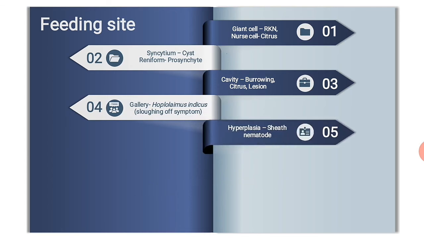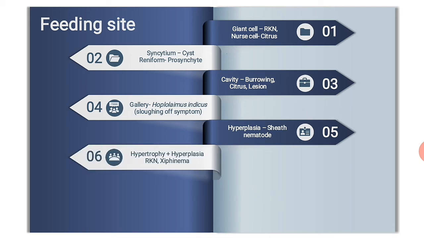Next one is about hyperplasia, sheath nematode. Hyperplasia means increase in the number of cells. Increase in the size of the cells means it is hypertrophy. Hyperplasia means increase in the number of cells. It is caused by sheath nematode. And when hypertrophy and hyperplasia are together, caused by Meloidogyne and dagger nematode.